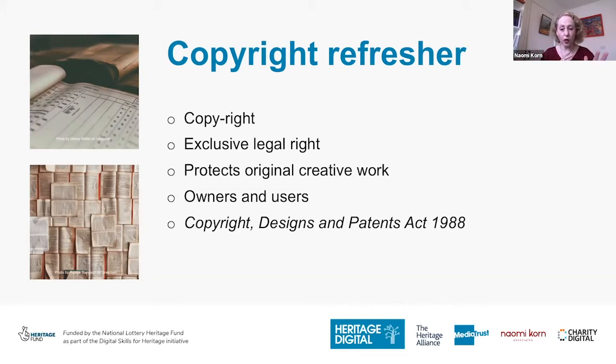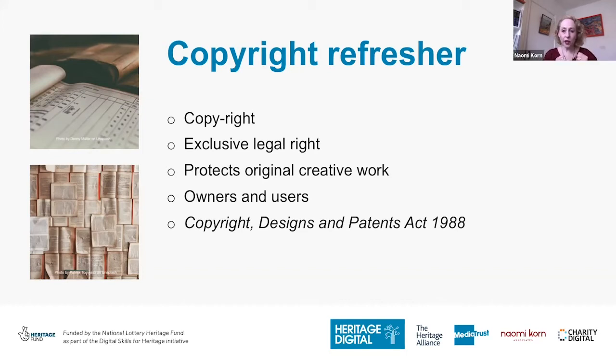Now, this is the law defining this, not me. When we talk about a creative work, what we mean are things like writing a letter or taking a photograph or creating an artwork. Any of those types of creative works that we are oh so familiar with in our collections, as soon as that is made, copyright protection is automatic. It does not require registration, unlike some of the other intellectual property rights to which copyright is a family member.